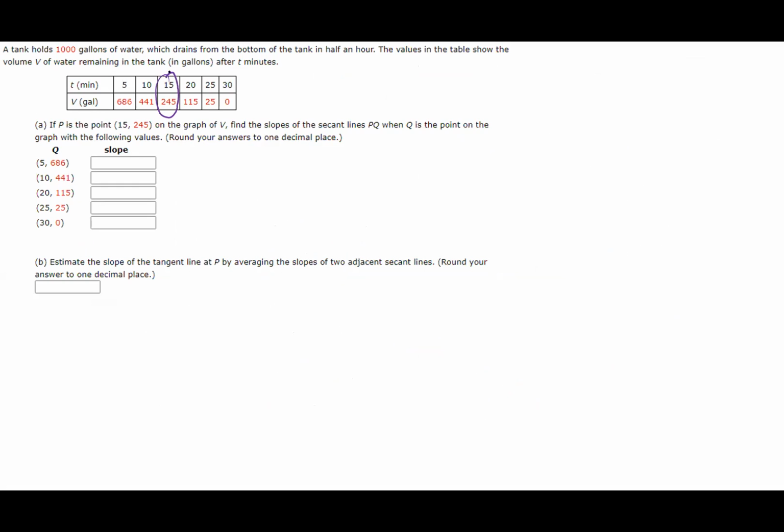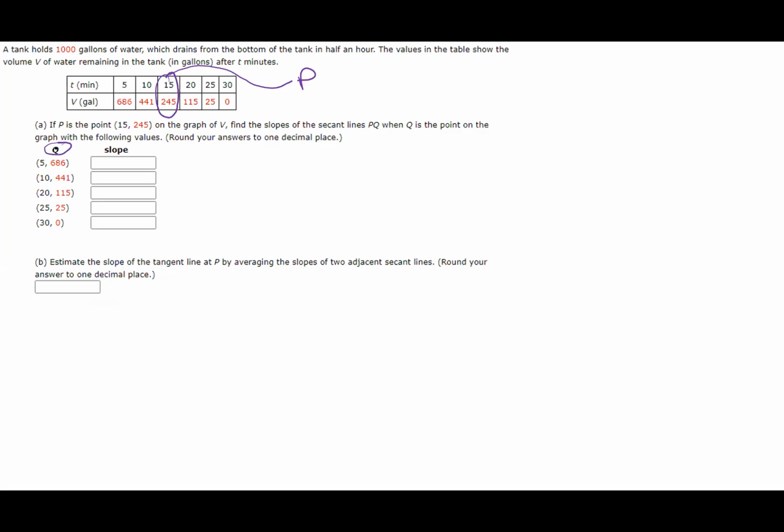On our graph of V, so what they mean by graph of V is if you plotted these data points, it'd look like some kind of function. Maybe you could connect the dots with a line. So connect the dots. Find the slopes of the secant lines PQ, when Q is the point on the graph with the following values. So this one is point P, and these ones over here are point Q. And secant lines, you need 2 points, and they're calling that P and Q. We're going to calculate the slope of the line PQ that connects the points P and Q.